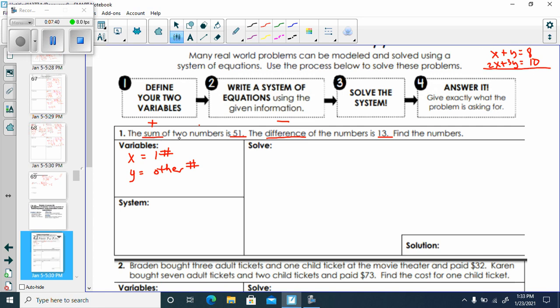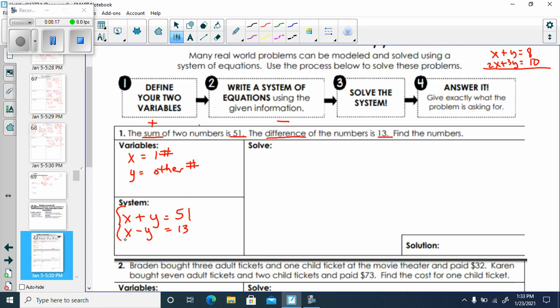The sum of two numbers is 51. This means we're adding two numbers and they're 51. Here's our two numbers, right? The first number and the second number. X plus y, that's the sum, that means add, equals 51. Okay. The next one says the difference of the numbers is 13. Difference means subtract. So we take one of the numbers and we subtract the other, and the answer is 13. Okay, look, we have written our system of equations.